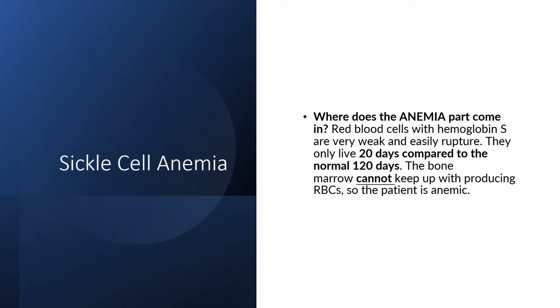And they only live for 20 days compared to the normal 120 days. So every 20 days, this person is trying to make red blood cells. Then they use it up, but the normal red blood cells take 120 days. So the body just can't keep up. The bone marrow cannot keep up with producing these red blood cells. So the patient is indeed anemic.